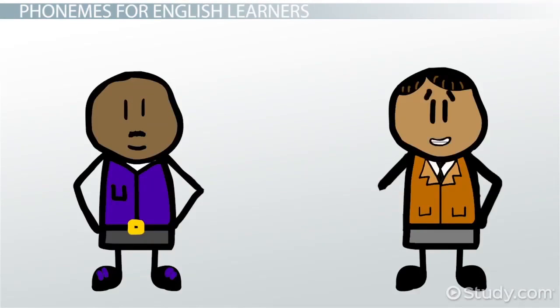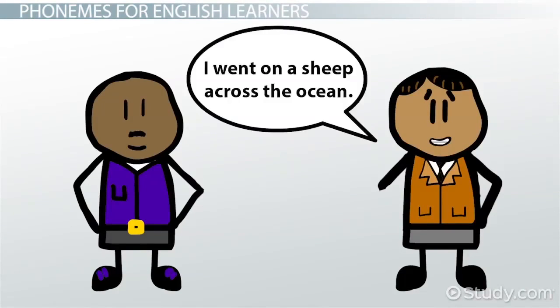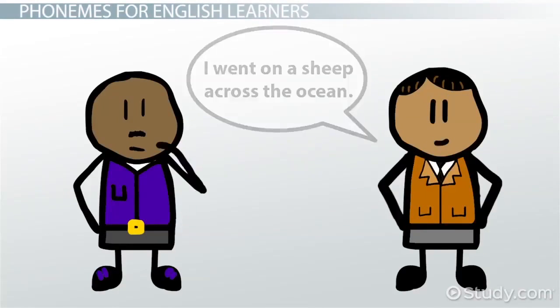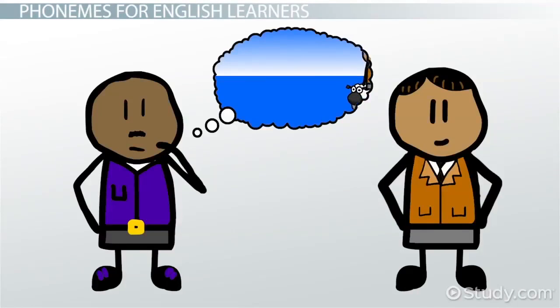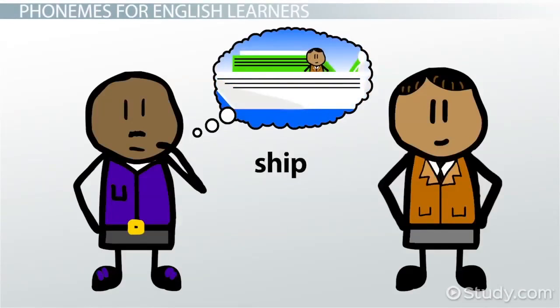When someone is learning English, such as a native Spanish speaker, miscommunication can occur if phonemes aren't used correctly. For example, if a native Spanish speaker is speaking in English to a native English speaker and he says, "I went on a sheep across the ocean," the native English speaker might be very confused. But what the native Spanish speaker really meant was that he traveled on a ship, not a sheep.